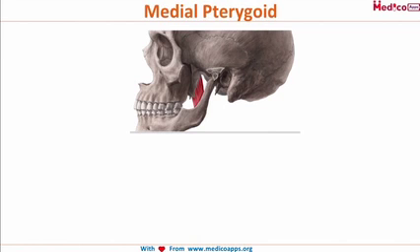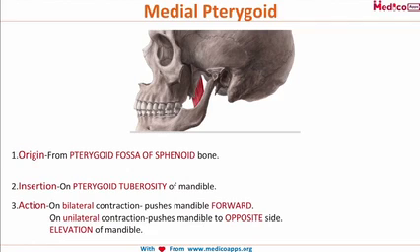Then the second muscle is the medial pterygoid muscle. The origin is from the pterygoid fossa of the sphenoid bone here. The insertion is on the pterygoid tuberosity of the mandible, that is, on the inner aspect of the mandible. What is the action of medial pterygoid? On bilateral contraction, it pushes the mandible forward. On unilateral contraction, it pushes the mandible to the opposite side, and it is responsible for elevation of the mandible. What was the lateral pterygoid doing? Depression of the mandible, and this one is responsible for the elevation of the mandible.